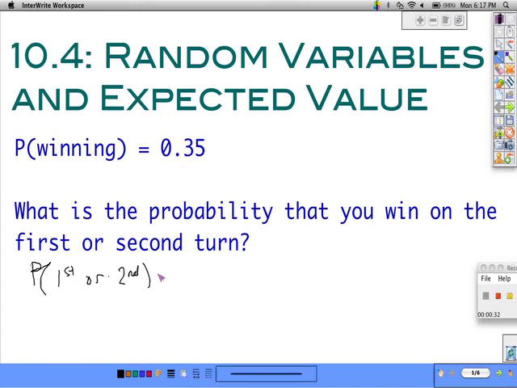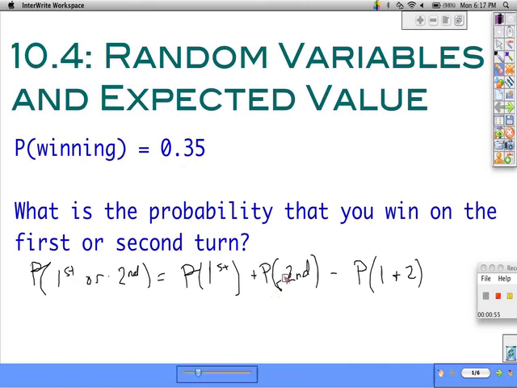And to find this probability, we can use our addition rule. Probability of the first win plus the probability of the second. But then we have to subtract the probability of winning on the first and second. Well, the probability of winning on the first roll, or just winning, whatever this is 0.35.